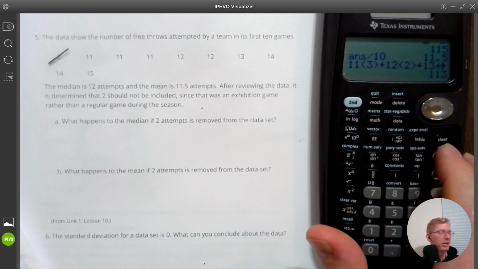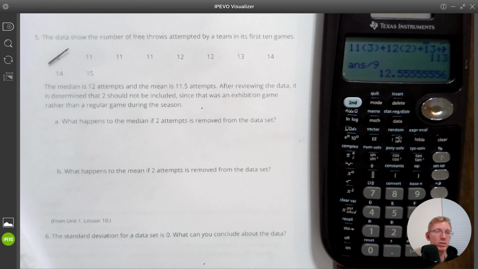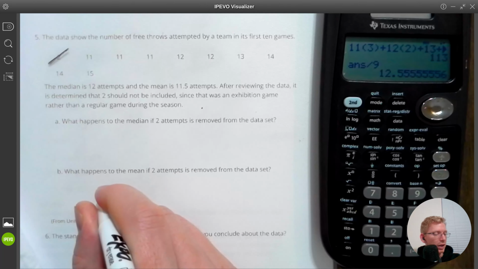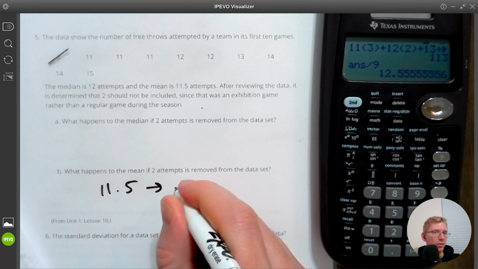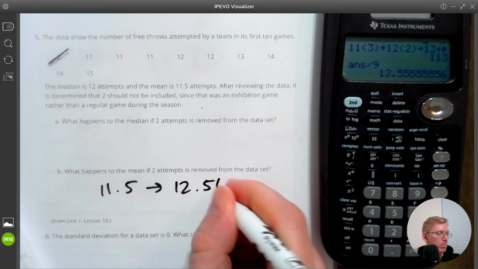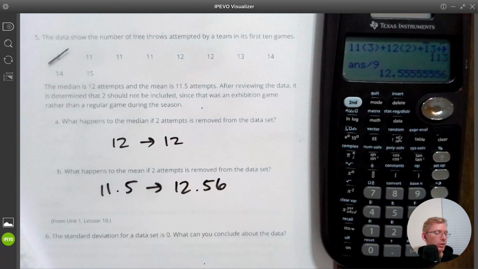So now if we add up everything without the 2, that's going to give us 113. But now, instead of dividing it by 10, we're dividing it by 9 since we're not counting one of those games. So now our number of attempts goes up to about 12.56. So it changed from 11.5 to 12.56. And our median up here was 12, and it was still 12 when we took out that value.